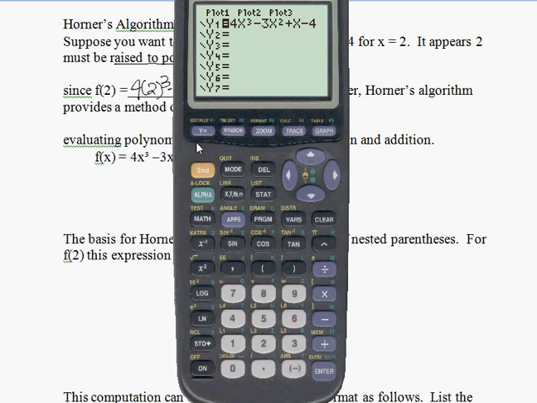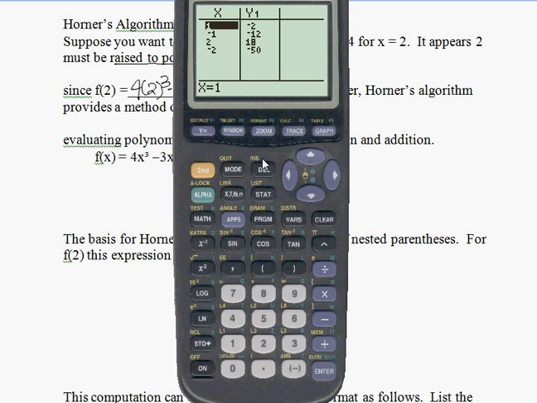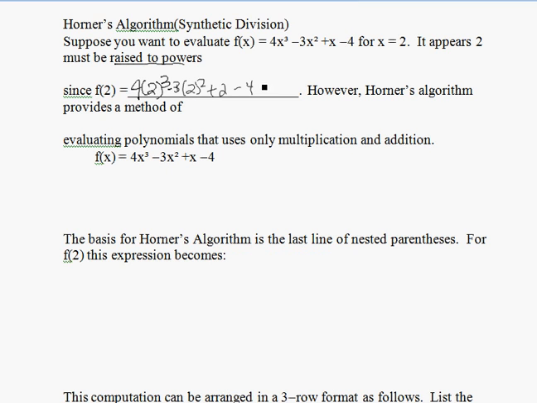So here's my polynomial I've already plugged in here. Let me clear this out. And if I plug in 2, I should get a remainder of 18. So that means this is equal to 18. Using Horner's algorithm, if you recall back in the previous example, we were able to determine what a function value is just by using synthetic division.